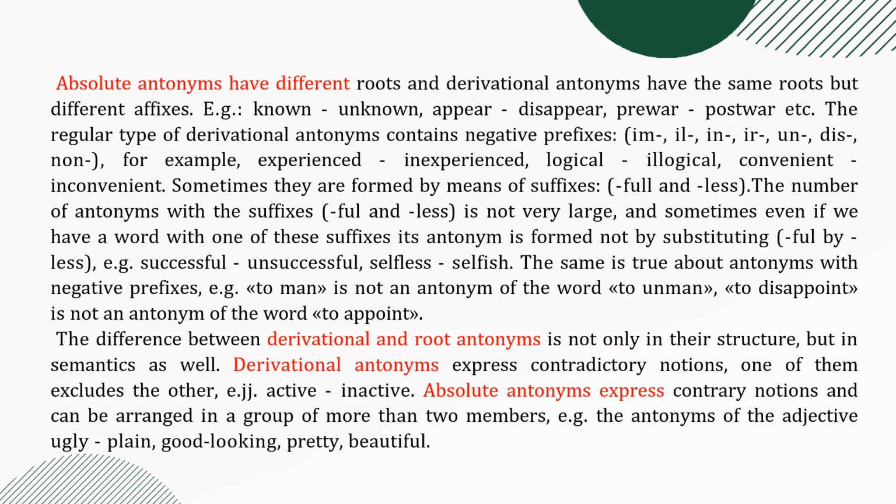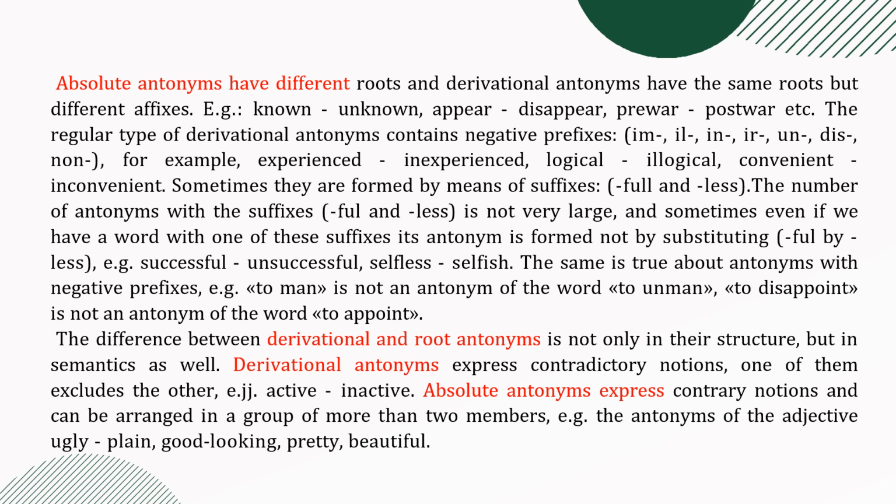Sometimes they are formed by means of suffixes full and less. The number of antonyms with the suffixes full and less is not very large, and sometimes, even if we have a word with one of the suffixes, its antonym is formed not by substituting full by less. For example, successful, unsuccessful, selfless, selfish.